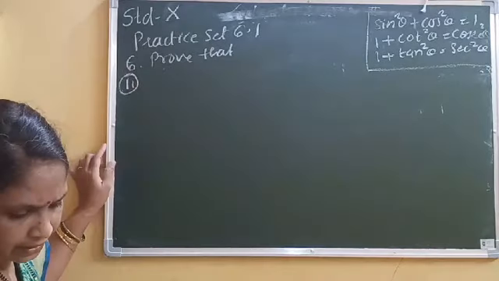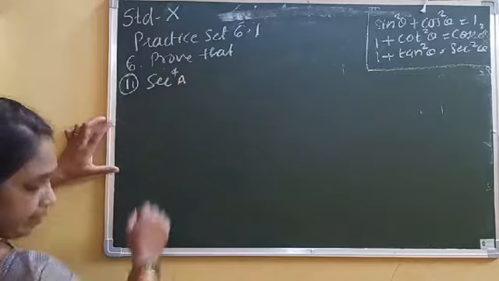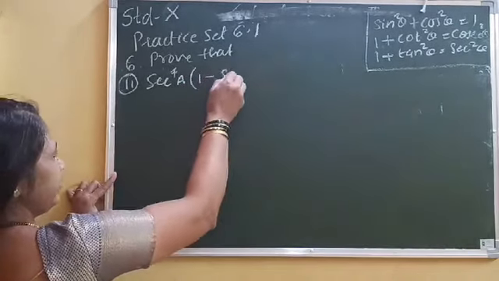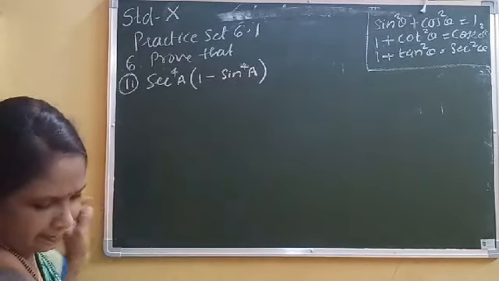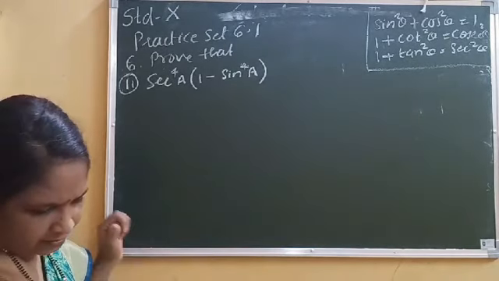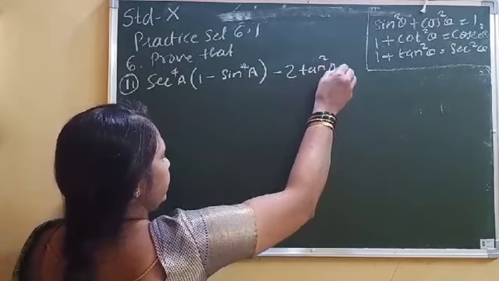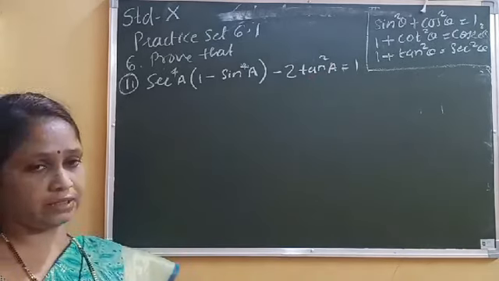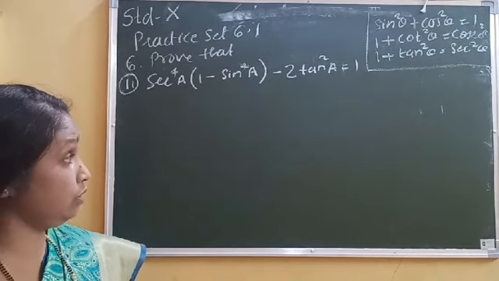Eleventh example is sec raised to 4a into 1 minus sin raised to 4a minus 2 tan square a, which is equal to 1. Now see, this is the LHS side, and on the RHS we have to get 1. Now see how to solve.